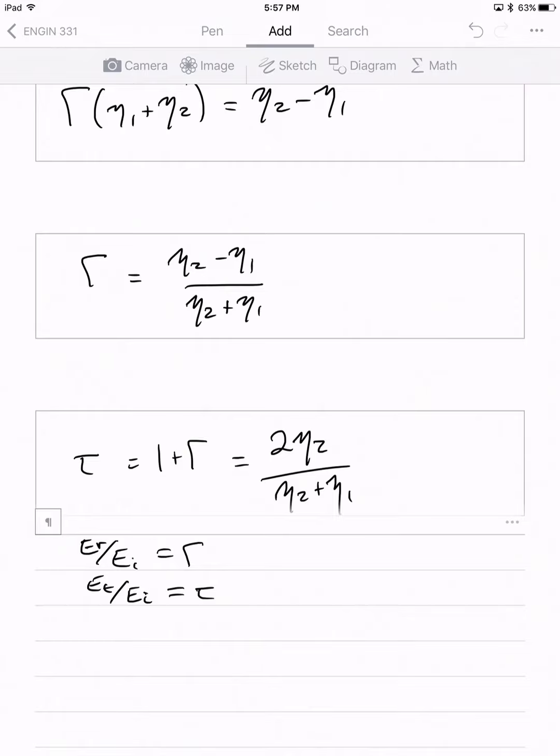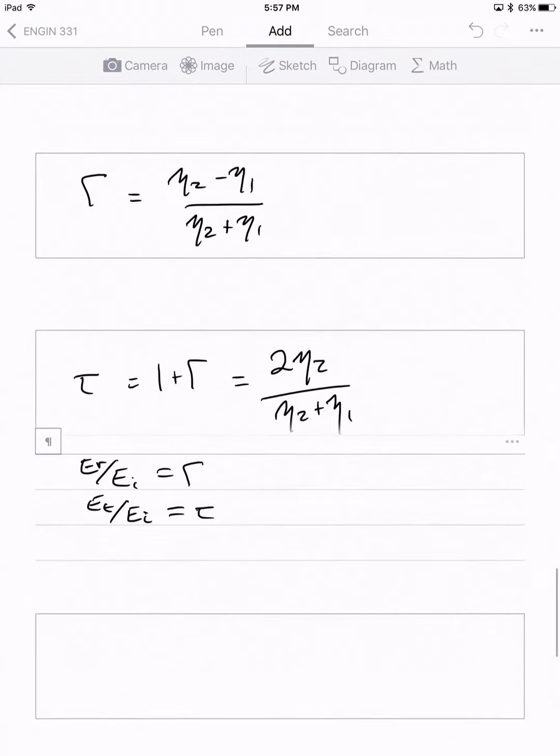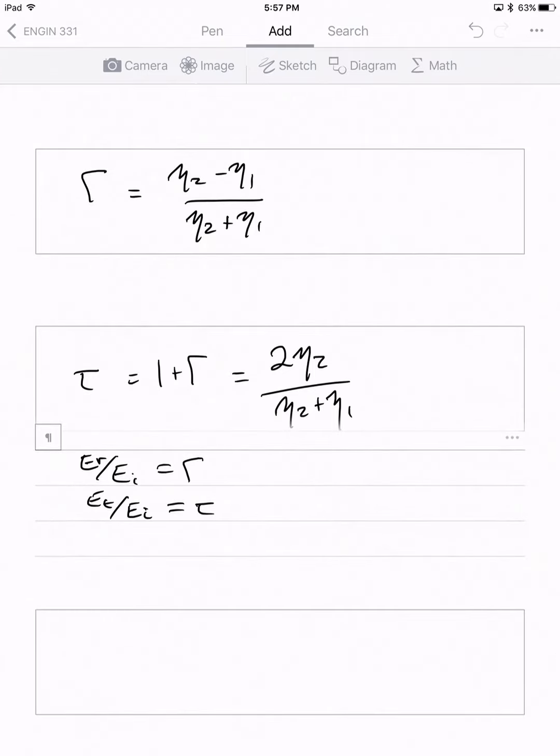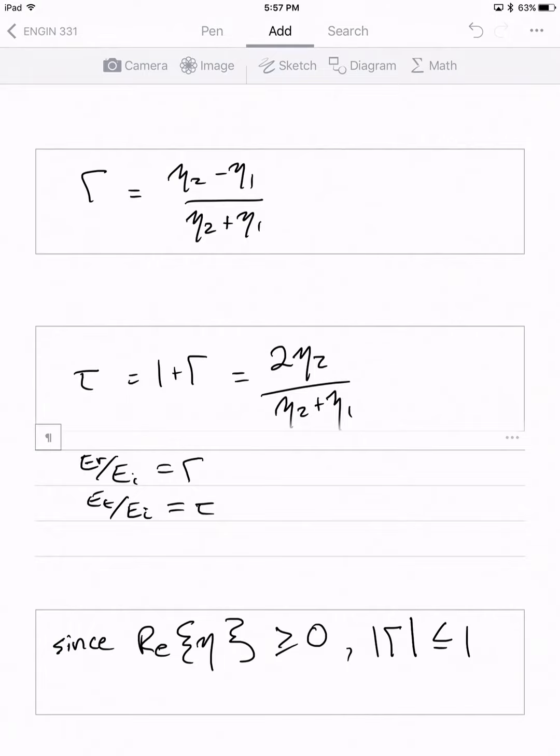The reflection coefficient, gamma, has a special property, and that is that since the real part of eta is greater than or equal to 0, we end up with the magnitude of gamma always being less than or equal to 1. And you can verify that yourself if you have a lot of time on your hands. It actually doesn't take very much time.